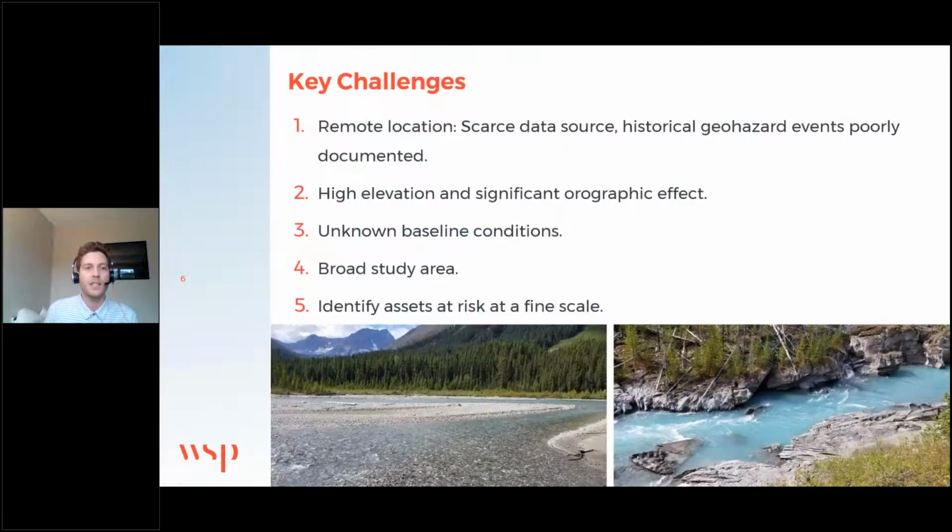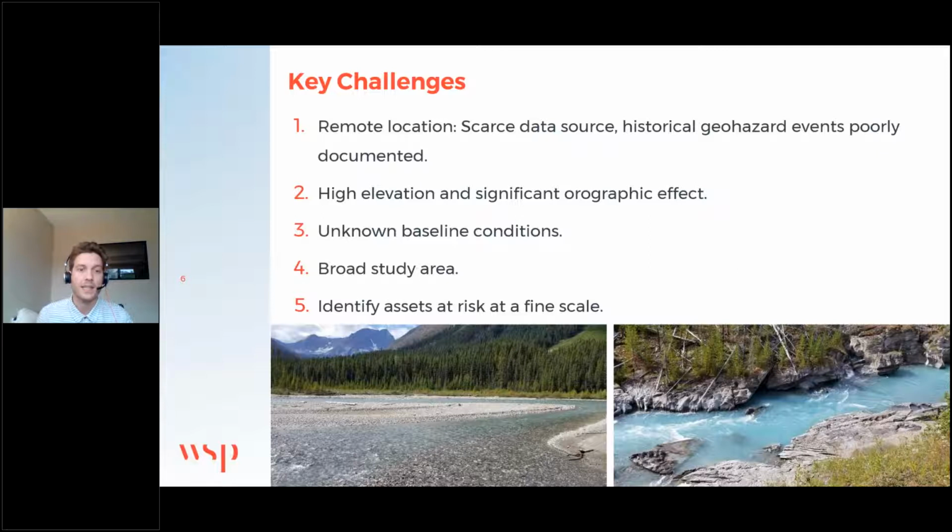Okay, so the key challenges we faced, the first one and the main one, is that it's a remote location. So there's not much data source from a hydrological or hydrotechnical standpoint, and historical geohazard events are poorly documented. Being remote, some events went unseen or under the radar, so it's hard to know the history of the highway and the park.